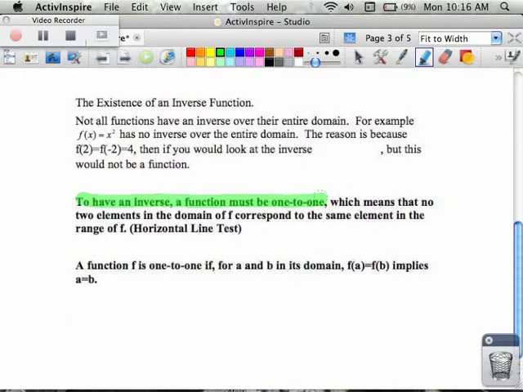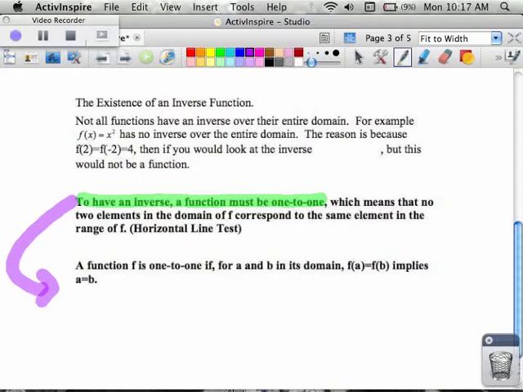Or in other words, if you plug in an A and you plug in a B and they're the same value, that means that the A and the B had to be the same. Okay? And I'll show you what that is in just a moment here. So let's say, just for example, I'm looking at a function, just to kind of give you an idea what this one-to-one thing means.